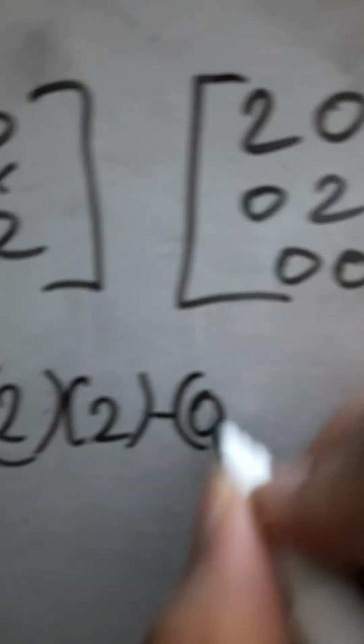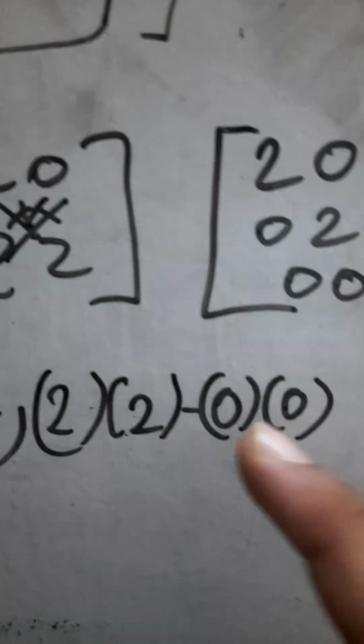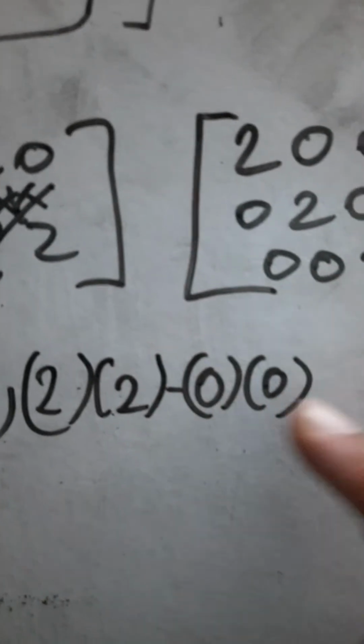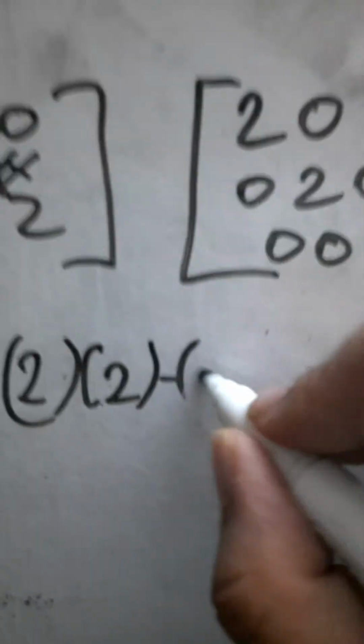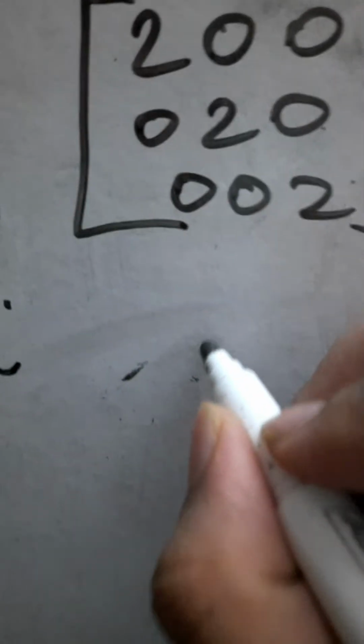Let's take it. So 2 into 2 minus 0 into 0. 0 into 0 is 0, 0 into anything is 0. 2 into 2 is 4. So 4 minus 0 is 4. So we have 4 here. Now how do we find the determinant of a 3 by 3 matrix? We take the top 3 elements. Let's write this I, J, K.